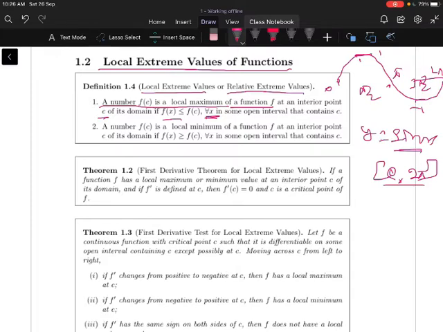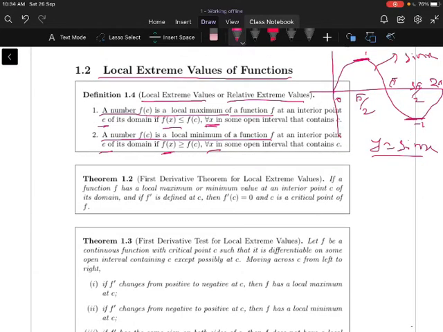Let us move to the next definition now. A number f of c is a local minimum of a function f at an interior point c of its domain if for all x, f of x is greater than or equal to f of c. Then we can write f of c is a local minimum value of the function f.